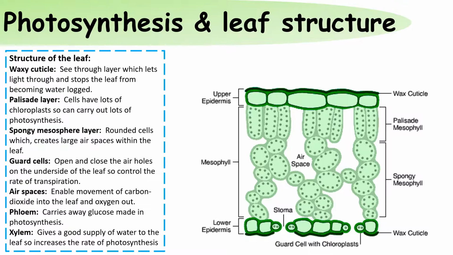Underneath that is a layer made up of spongy mesophyll cells. The spongy mesophyll cells, as they are rounded, cause large air spaces to form. This allows carbon dioxide to diffuse into the leaf and oxygen to diffuse out. It's not shown on the diagram, but there are veins in the plant with phloem cells and xylem cells. The phloem cells carry away glucose made in photosynthesis, and the xylem cells carry water to the palisade cells to be used in photosynthesis.